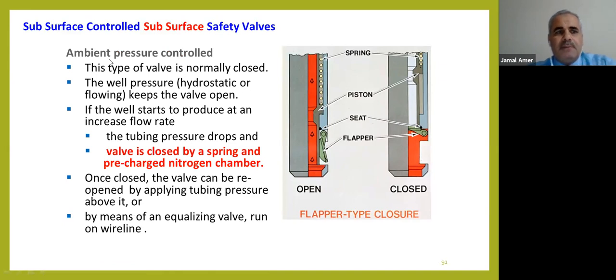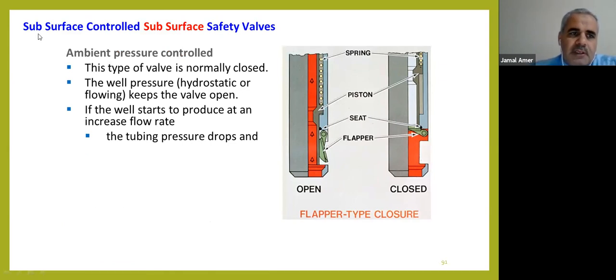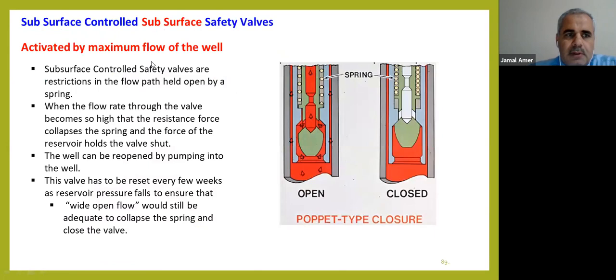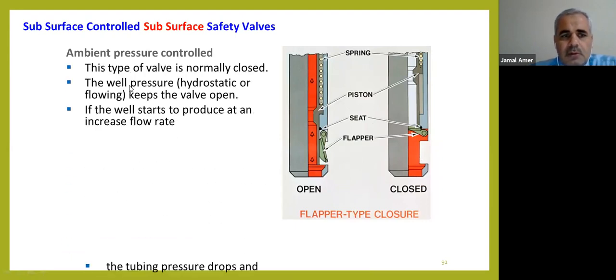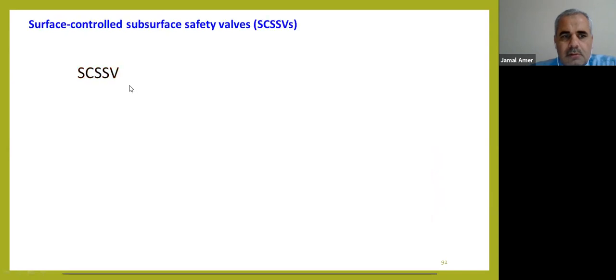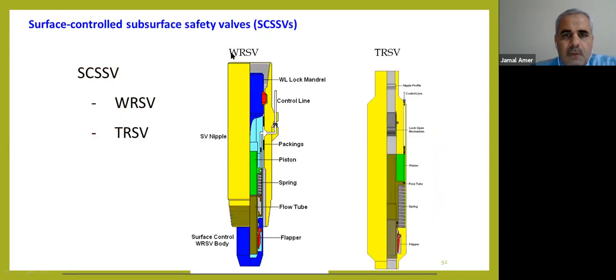We have two types of subsurface controlled subsurface safety valve. Ambient. We have two types of this valve. Ambient pressure control. Here we have the surface controlled subsurface safety valve. This valve is controlled from the surface by a hydraulic line, through the control line, hydraulic pressure through the control line.